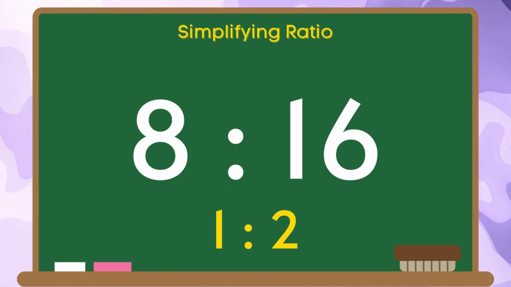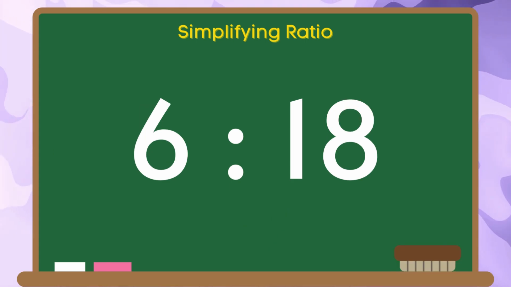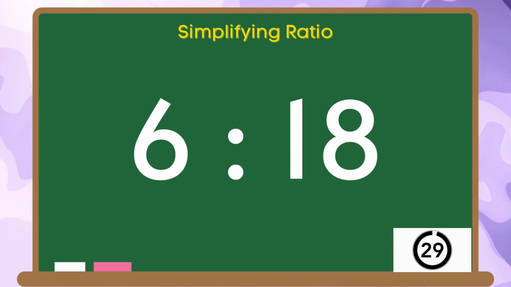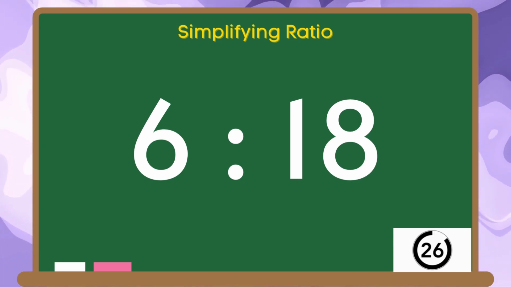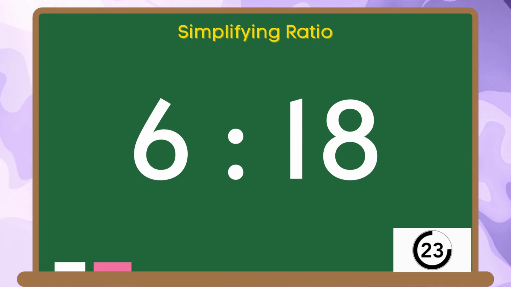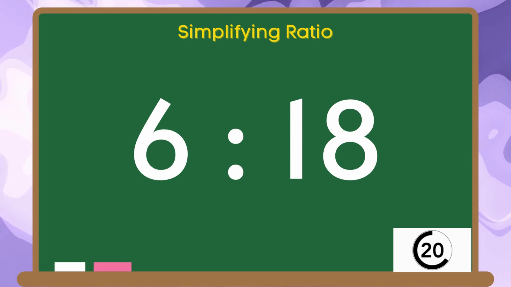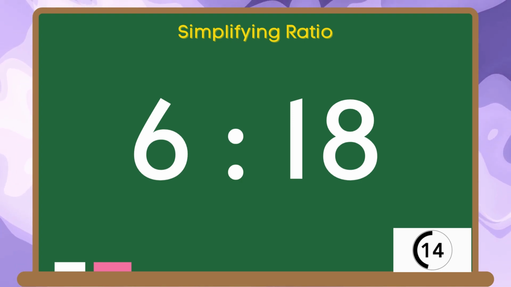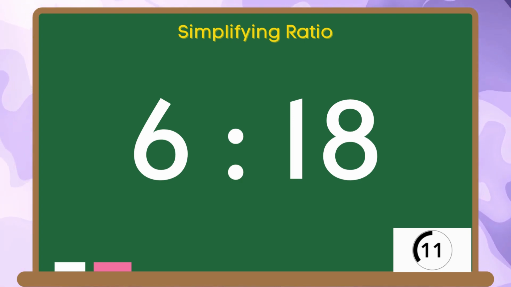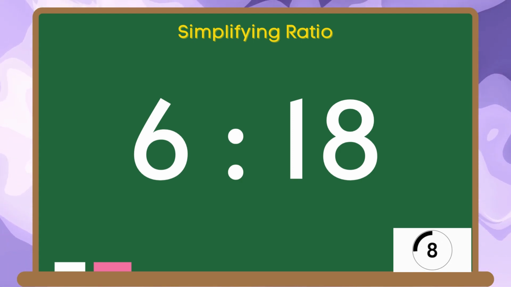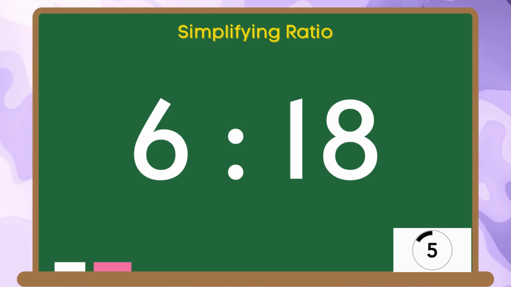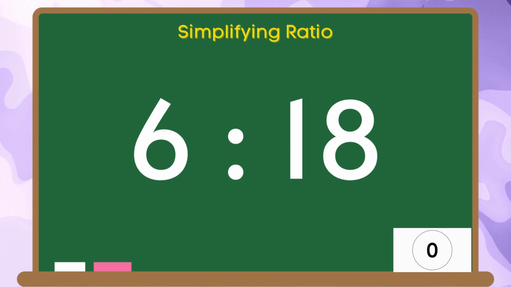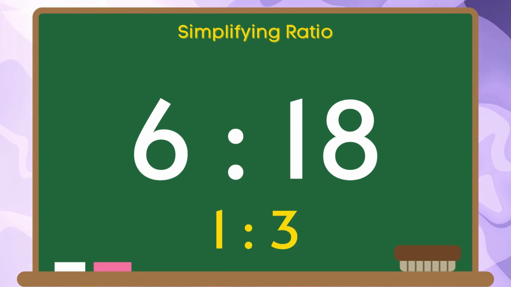The correct answer is 1:2. Simplify the ratio 6:18. The correct answer is 1:3.